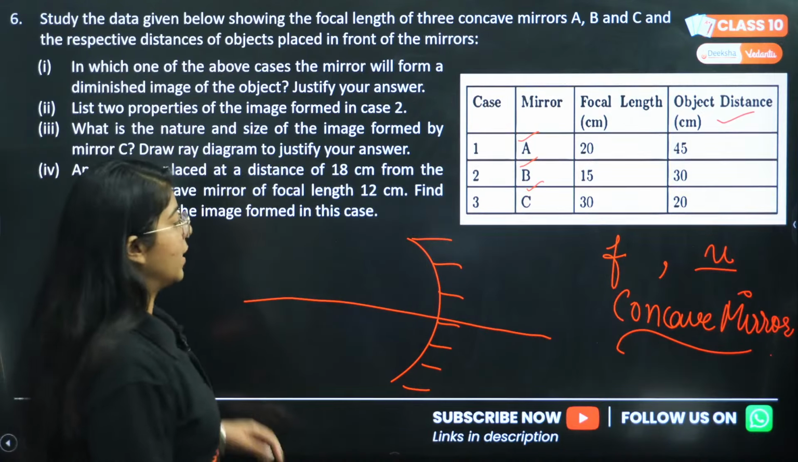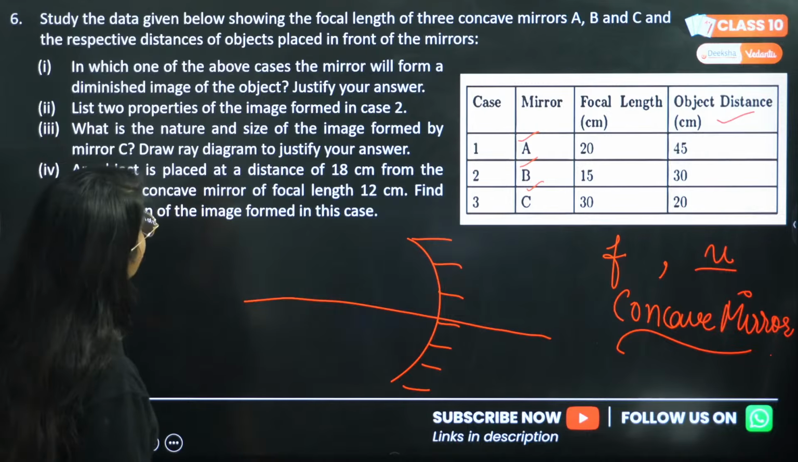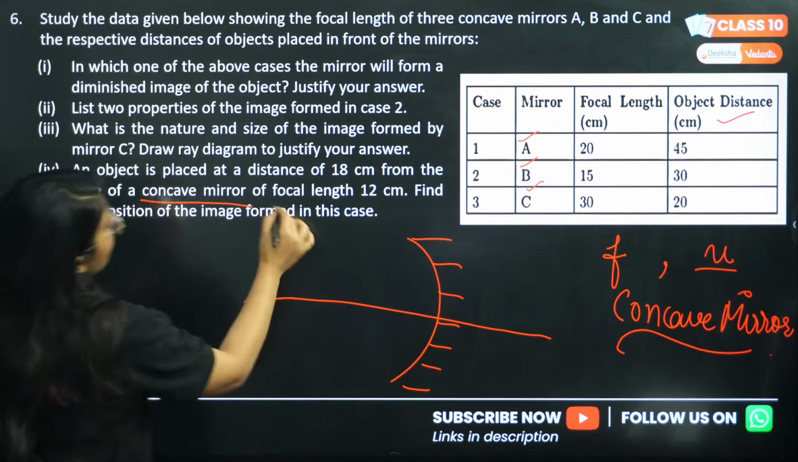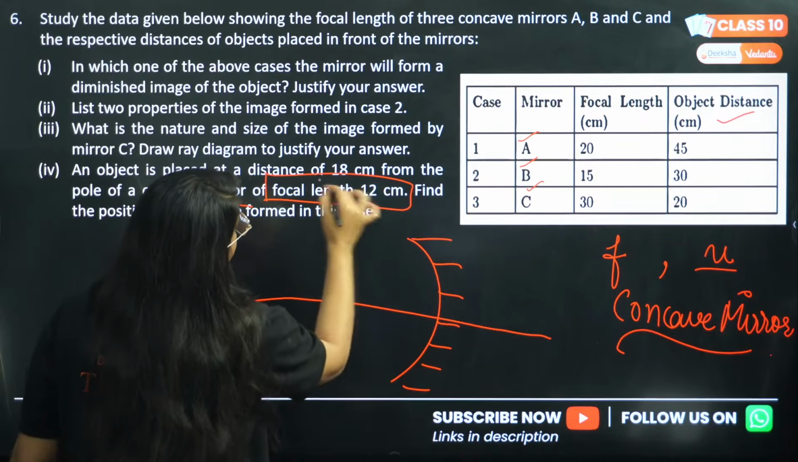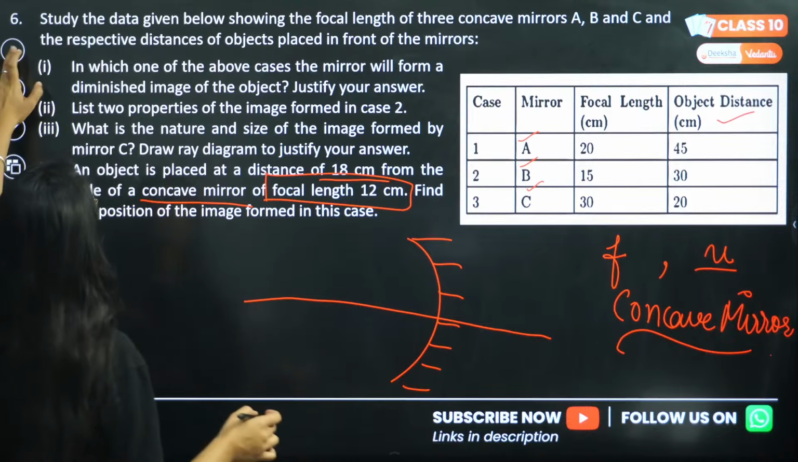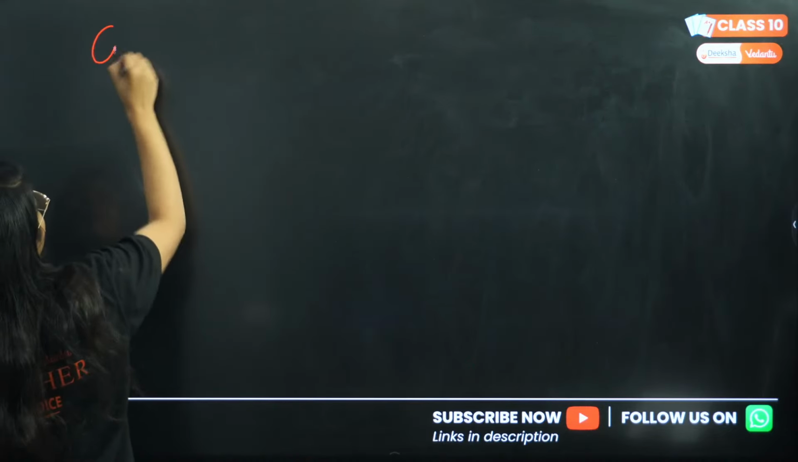Now we have a numerical. The object is placed at a distance of 18 centimeter. It's a concave mirror, focal length of 12 centimeter. Find the position of image. That's easy.